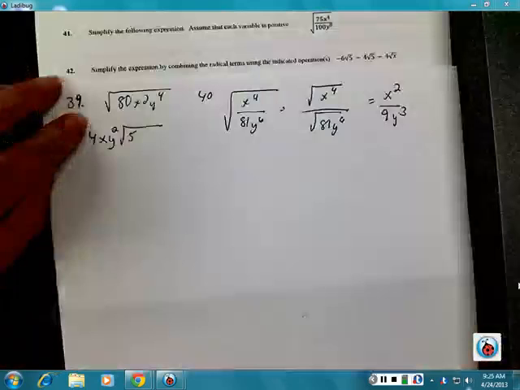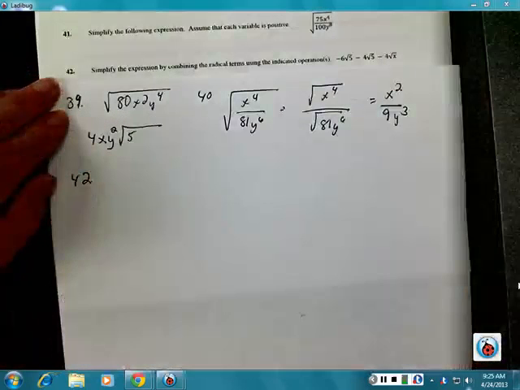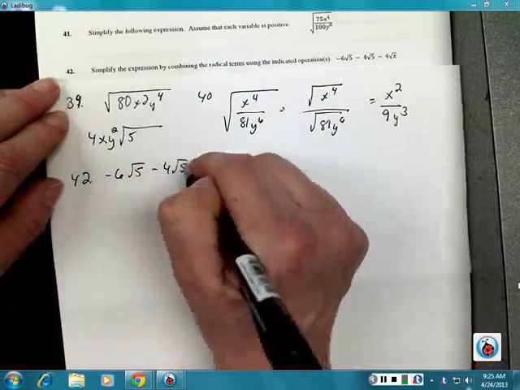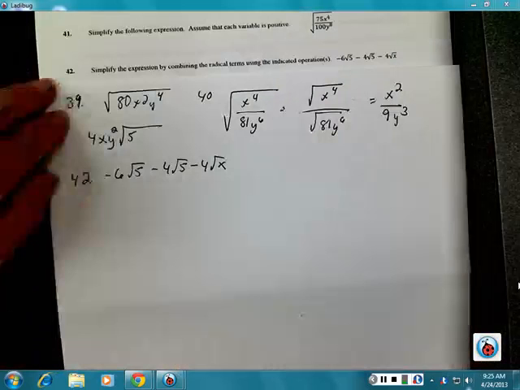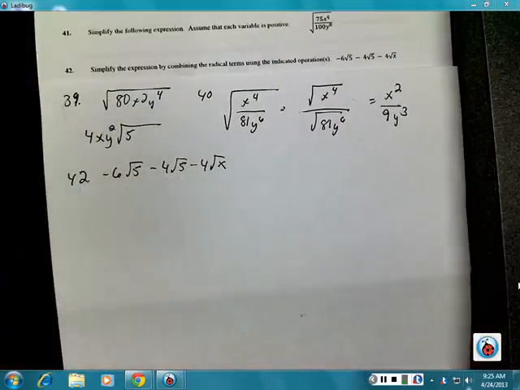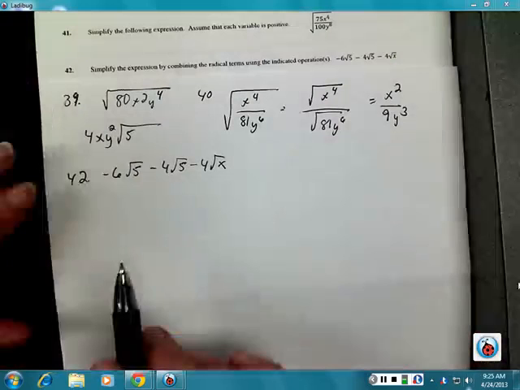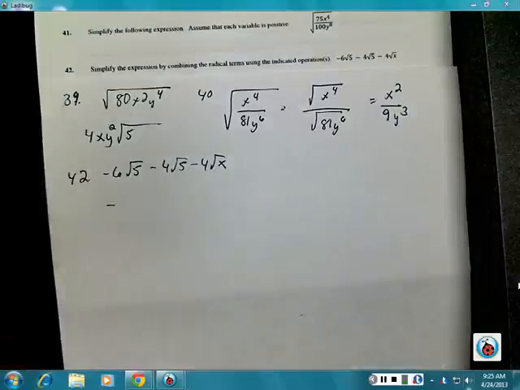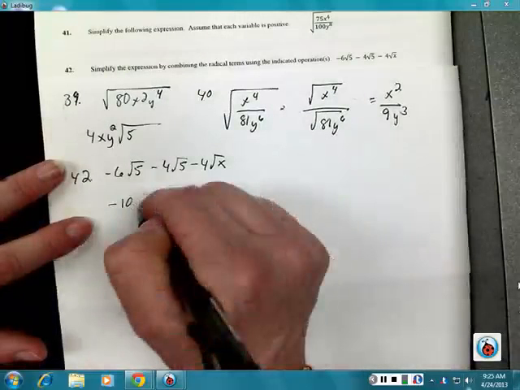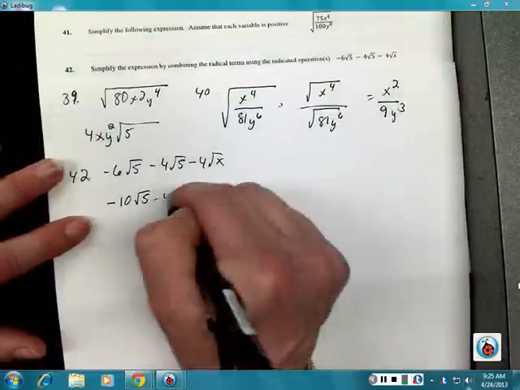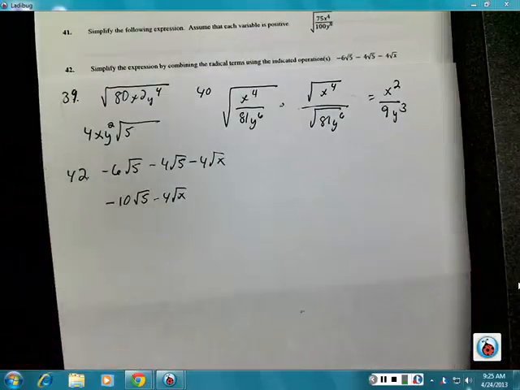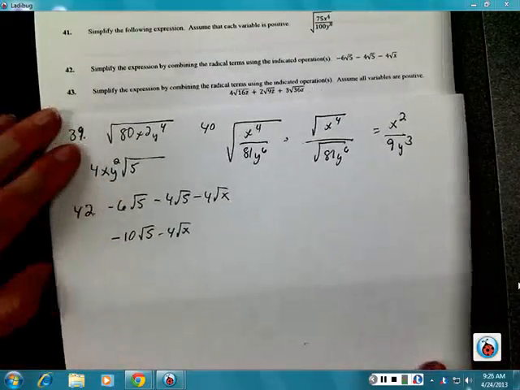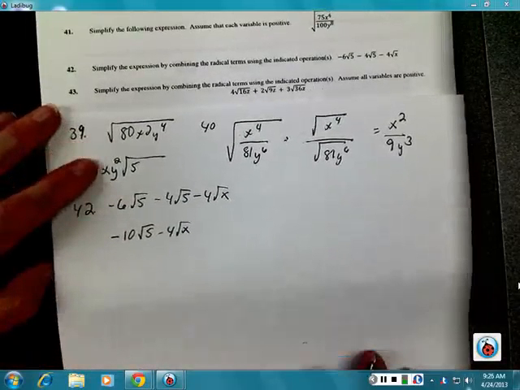Number 42. 42 says to simplify it, and if I'm going to simplify it, what do I have to do? In 42's case, I have a negative 6 the square root of 5, minus 4 the square root of 5, minus 4 the square root of x. And it's simple. Square root of 5 minus 4 square root of x. What am I left with? Negative 10, yeah. Square root of 5 minus 4 square root of x. Yep. So that just breaks down nice and easy with that one.